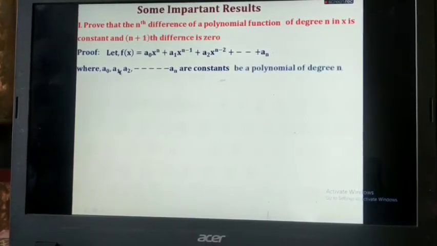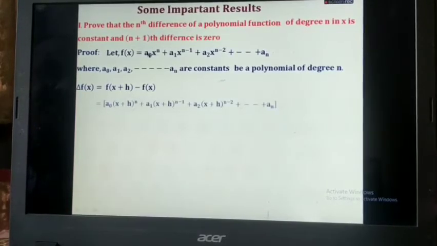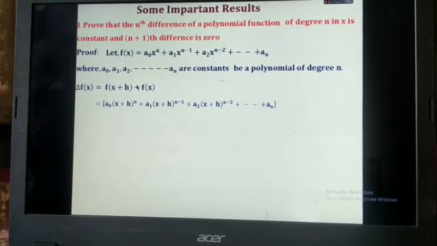Now from this f of x, we have to write delta f of x. What is delta f of x? f of x plus h minus f of x. We already know what f of x is. Now f of x plus h means replace the x in every term of this expression with x plus h. It leads to f of x plus h. Minus f of x means keep this expression as it is.